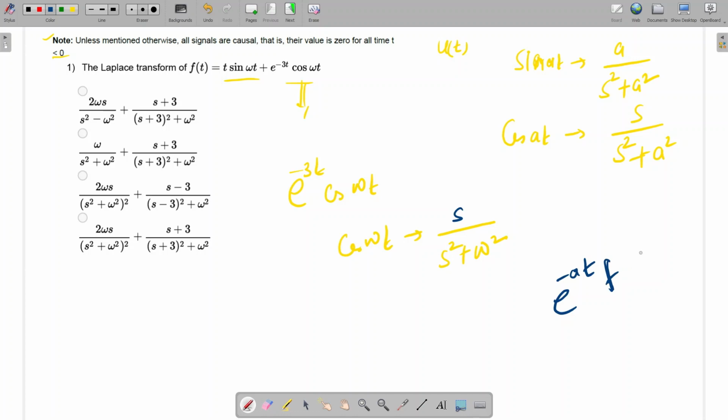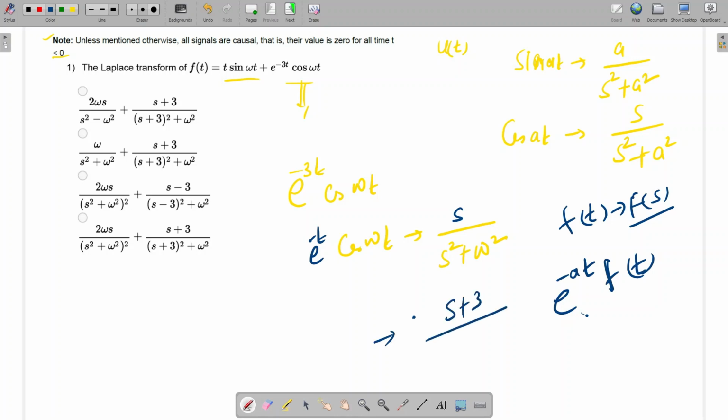So e to the power minus at f(t): if f(t) Laplace transform is F(s), then e to the power minus at f(t) will be F(s minus s naught). So here it will be e to the power minus 3t, if we multiply here, that will be s plus 3 divided by s plus 3 whole square plus omega square. So in option A and option B we are getting the same thing.